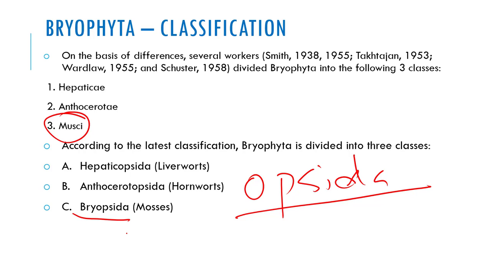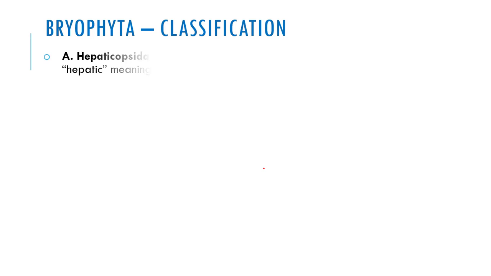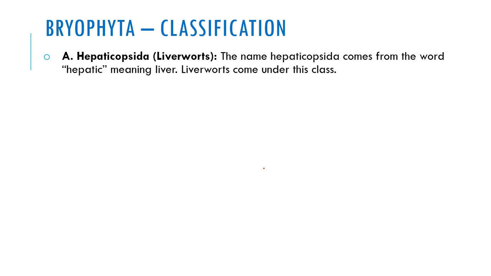Now the names of the classes of Bryophytes are according to the ICN, or International Code of Nomenclature. In this slide, we are going to take a look at their major characters, and this is not a very lengthy discussion, a very brief one. In fact, there is not much in it.